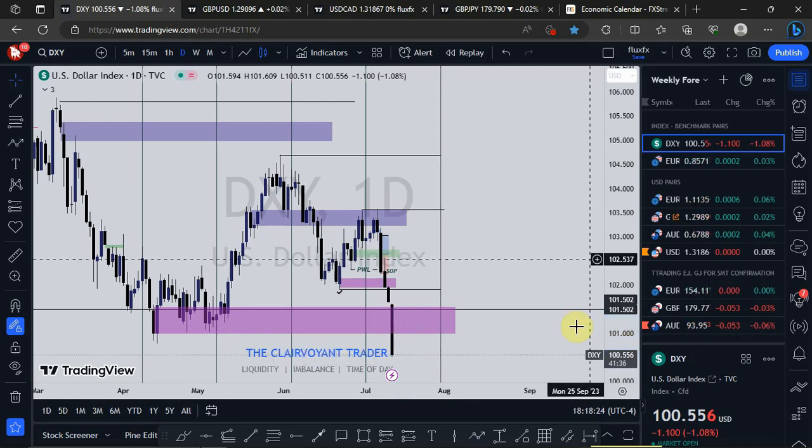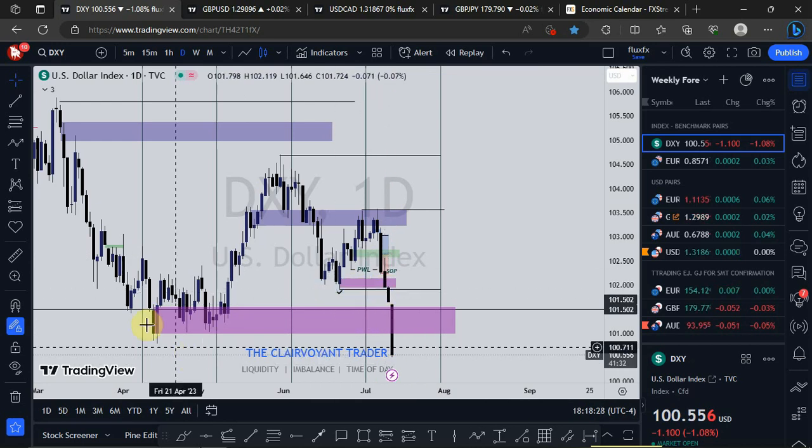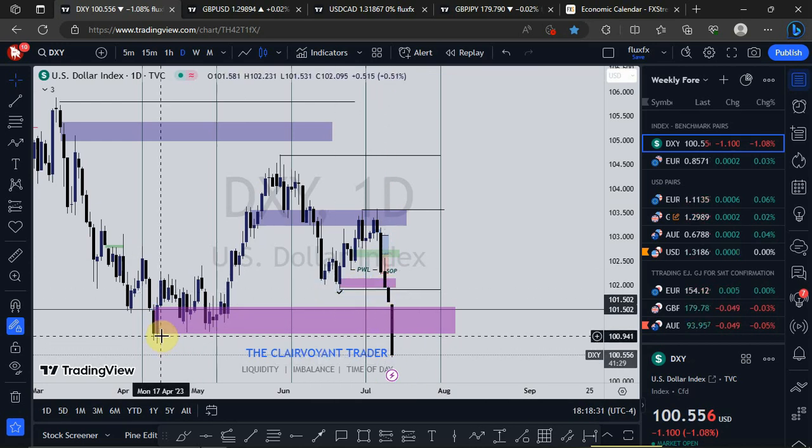Because what I'm expecting to see has happened. I was expecting price to take out this low, and price has done exactly that. So at this point, I just have to fold my arms and see what price is likely to do next. At this point, I have no idea what price is likely to do for now. But we've taken out major lows.